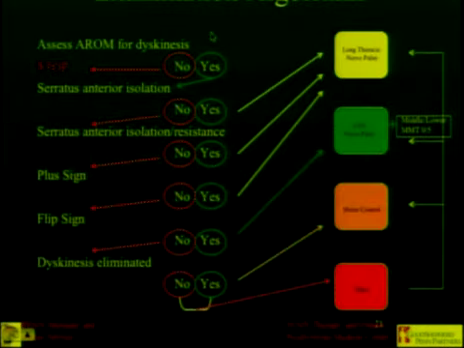So again, we go through the algorithm, yes or no, we work our way through. Bottom line, if you want to simplify it, plus sign: if it's positive, it is a long thoracic nerve palsy. Flip sign: if it's positive, it is a spinal accessory nerve palsy. Dyskinesis eliminated: if you can get rid of it, it's a motor control problem, and now the therapist has to work with that patient to get rid of that and keep it out. And then if it continues, there are other things.